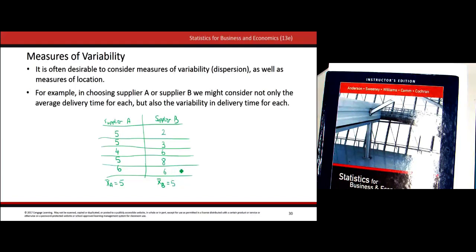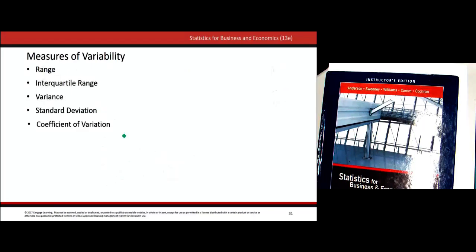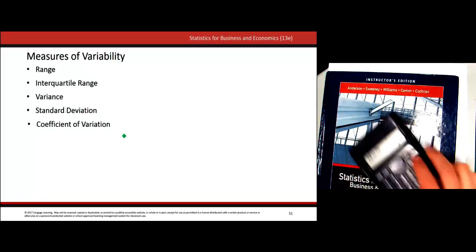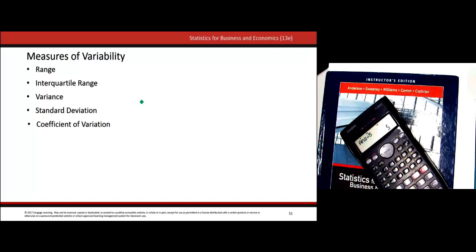But which supplier would you like to work with? It's supplier A, because it is more consistent. The variability, the dispersion, is less in supplier A, which means it is more consistent. So we don't just look at the measures of location, we also look at the measures of variability, especially if we have two or more variables to compare. The measures of variability we will discuss here: range, interquartile range, variance, standard deviation, and coefficient of variation.